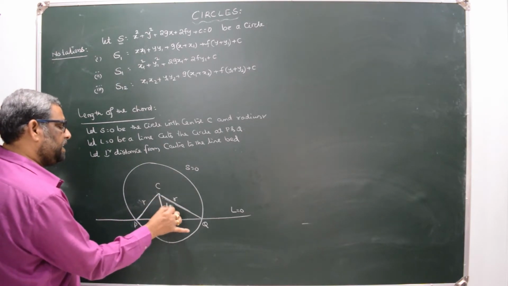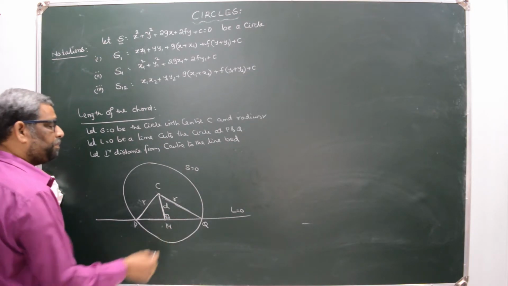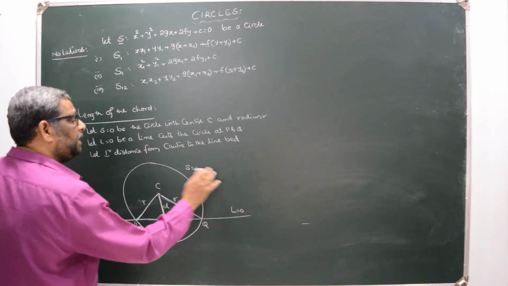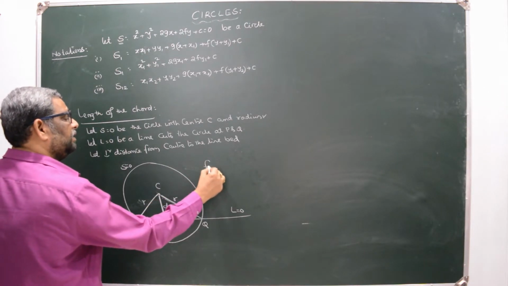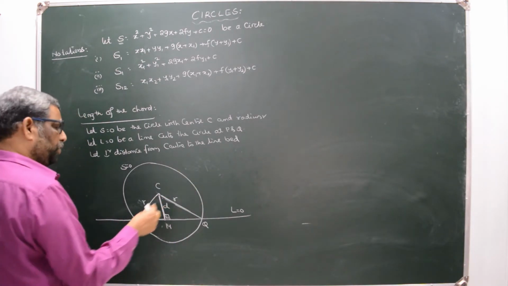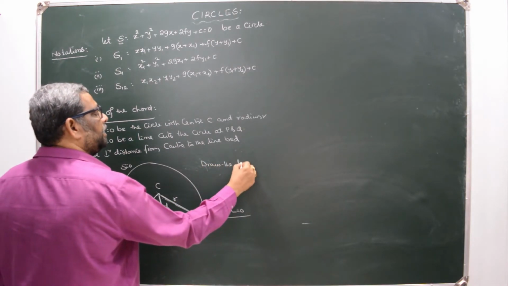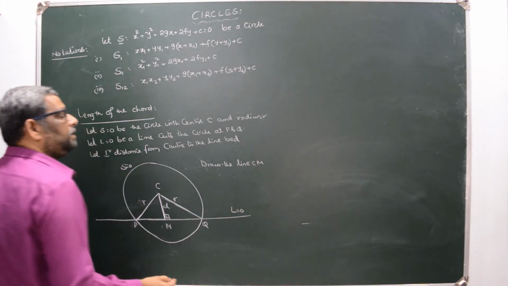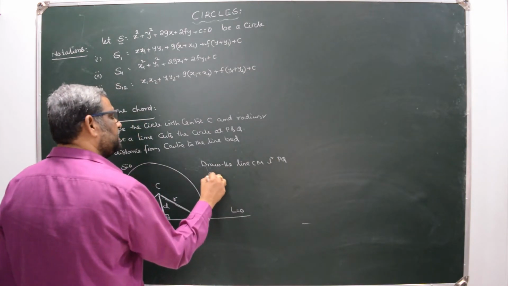Now this is D, the perpendicular distance, 90 degrees. Now M is the midpoint. From the triangle, we'll do one thing. Draw the line CM perpendicular to PQ from center C.